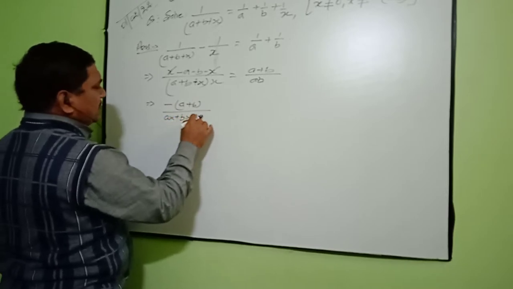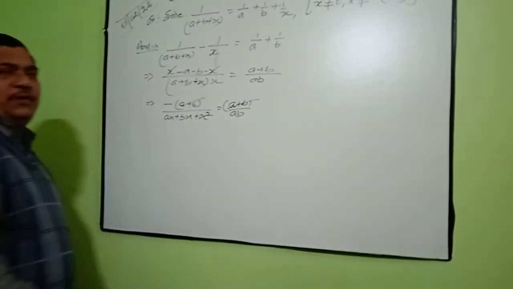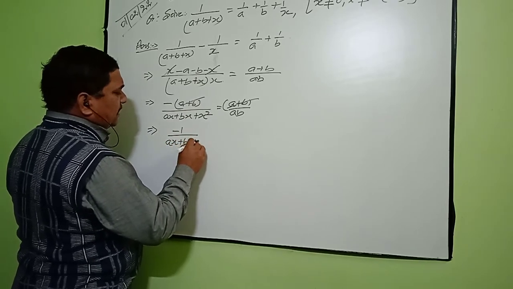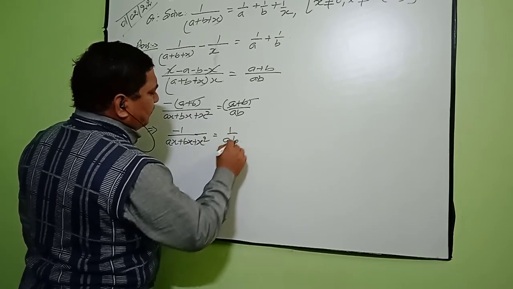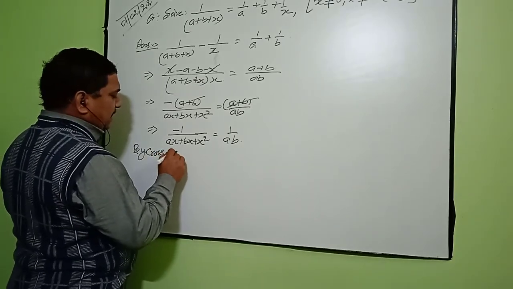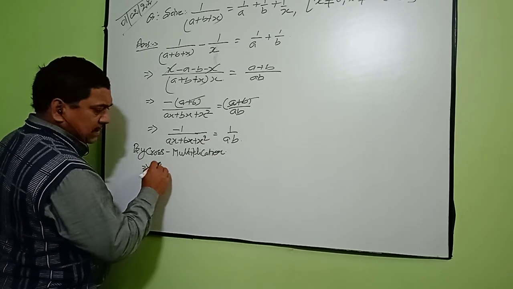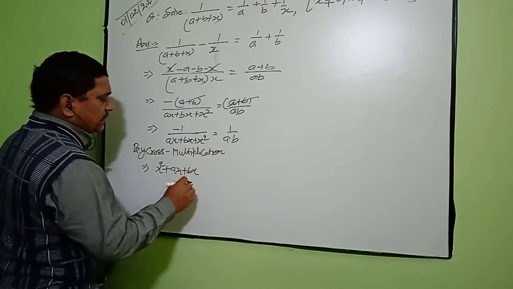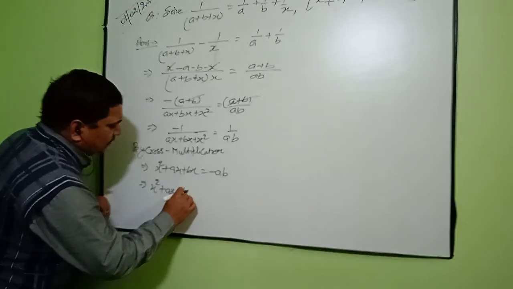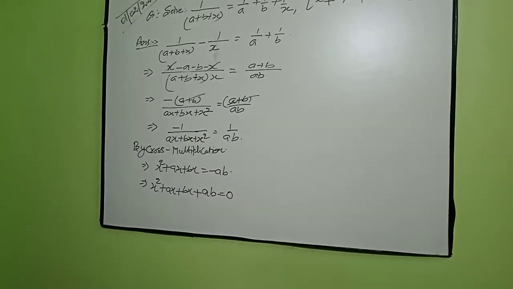Ax plus bx plus x square equals (a plus b) by ab. Now again a plus b will cancel. Then the remaining will be minus 1 by (ax plus bx plus x square) equals 1 by ab. Now by cross multiplication, we will write x square plus ax plus bx equals minus ab, and x square plus ax plus bx plus ab equals 0.